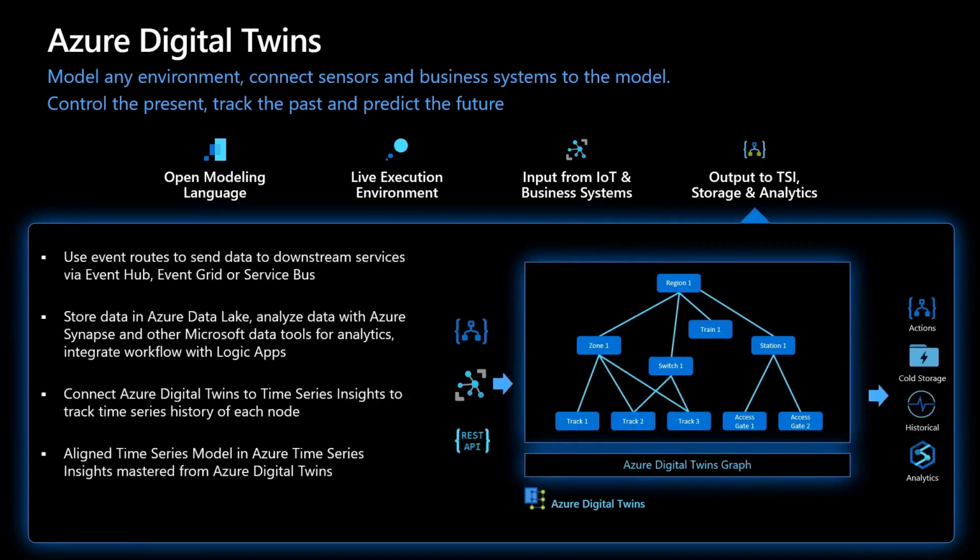Developers can also define event routes that send selected data out to downstream services. Supported endpoints include things like event hubs, event grids, service buses, and typical use cases include, for example, sending data to cold storage in a data lake to connect to machine learning or other analytics services like Azure Synapse, or to do workflow integration with logic apps. Another important integration candidate is Time Series Insights that you can use to track data over time and apply historian analytics.